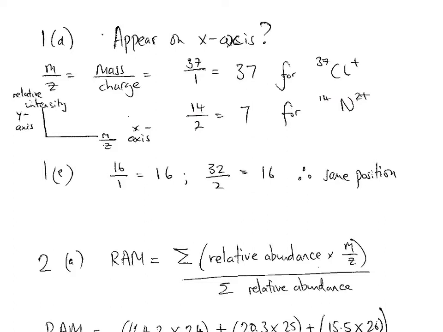Then you're asked to think about what you would notice about the position on the m/z axis of the lines caused by the 2 ions 16O plus and 32S2 plus. Again, work out mass over charge. 16 divided by 1 equals 16 for the O plus, and 32 divided by 2 equals 16 for the sulfur 2+ ion, so they would have the same position because their m/z values both equal 16.